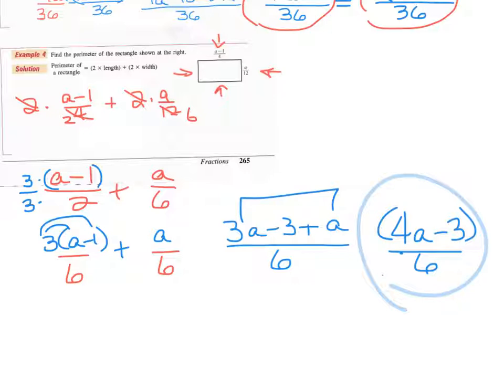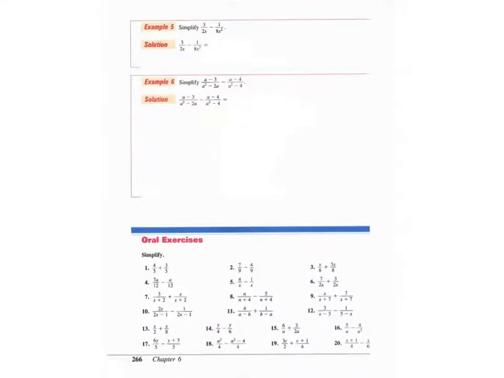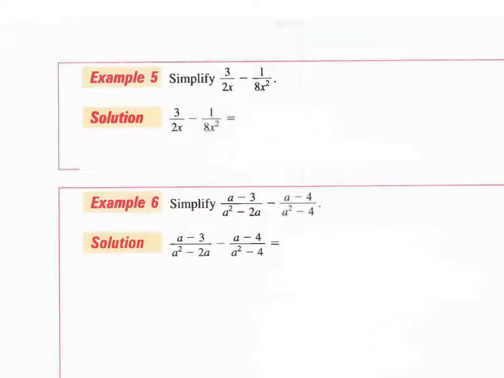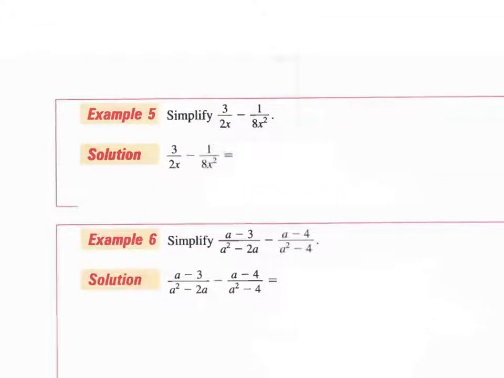Let's try another one. So again, I'm going to look at my denominators. I need to find a common denominator for 2x and 8x squared. Now, for the numerical part, what would be my LCD or LCM for 2 and 8? Anybody know? 8. Good. What about the variables?